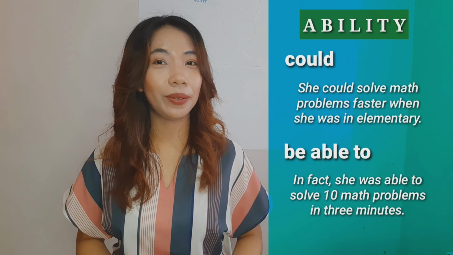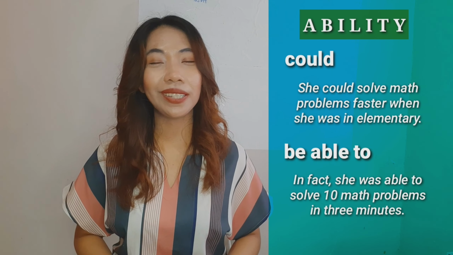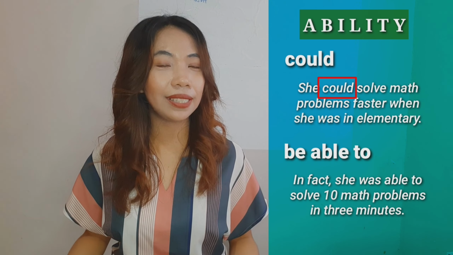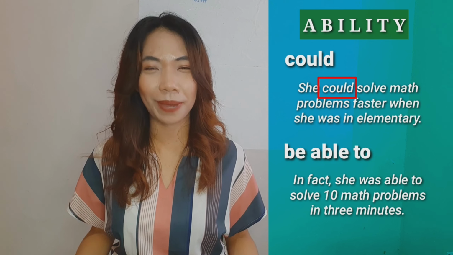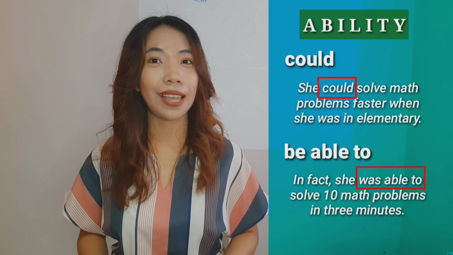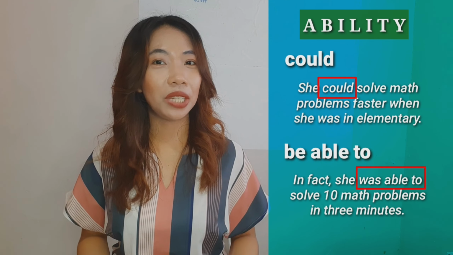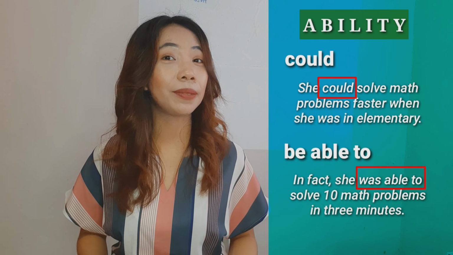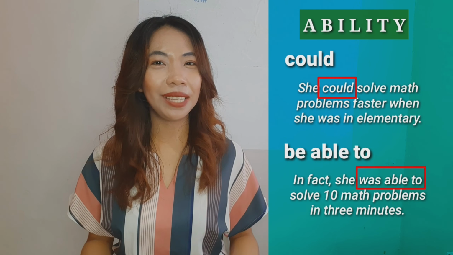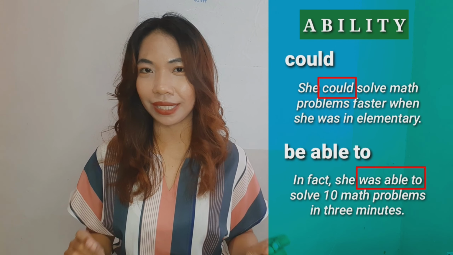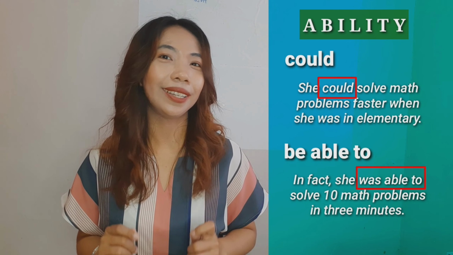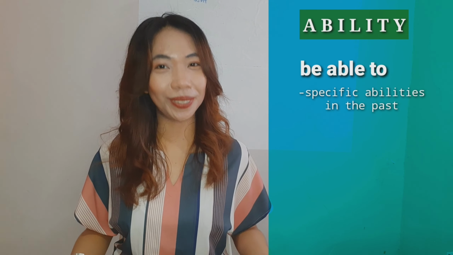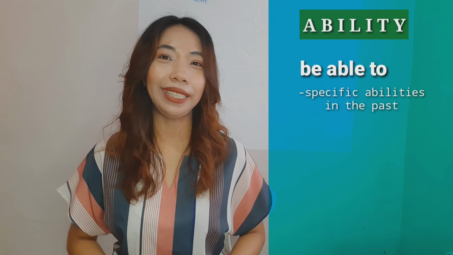Now let's take a look at those two sentences. For the first one, I use could. Now that is a general ability. She could solve math problems faster in the past. But for the second sentence, I used was able to. She was able to solve 10 math problems in 3 minutes. I am talking about a specific event here or a specific ability, a specific thing that you did in the past.